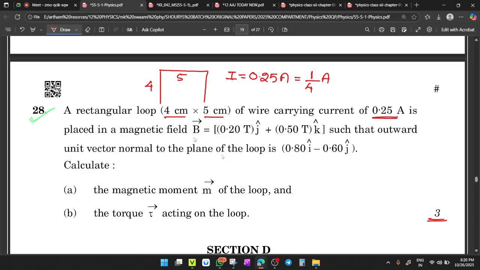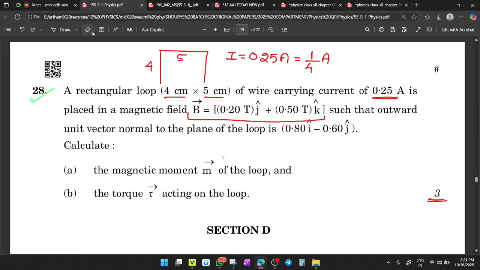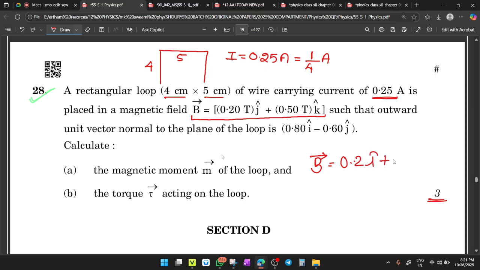Is placed in a magnetic field. This is your magnetic field in vector form. Remember, the concept of vector becomes important here as it is given in vector form. So here the magnetic field is given as B equals 0.20 I cap Tesla and 0.50 Tesla K cap. So make it like this: B equals 0.2 I cap plus 0.5 J cap, and outside the bracket it is Tesla. Clear?